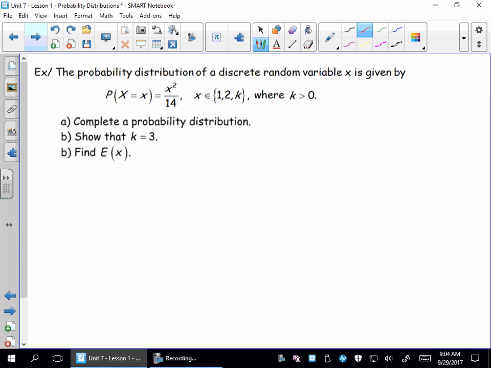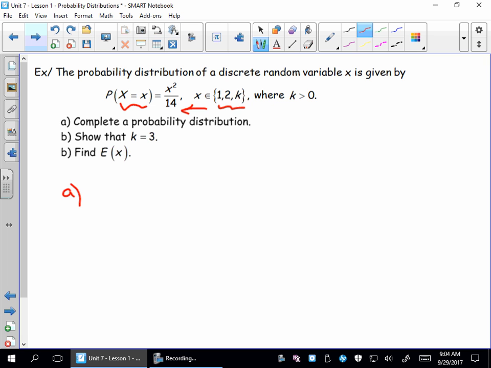Okay, let's try another one. The probability distribution of a discrete random variable. I don't know what this is. Am I rolling a dice? Am I spinning something? Am I playing a game? But it's given by this formula. The probability of some value is given by x squared divided by 14, where x can be the numbers 1, 2, and k. I want to create a probability distribution.